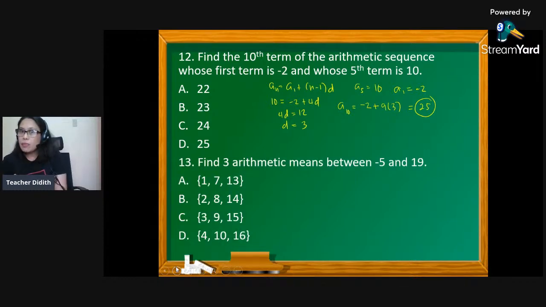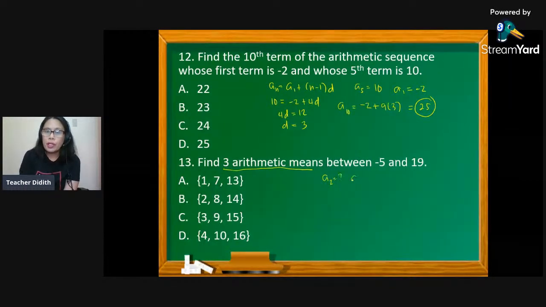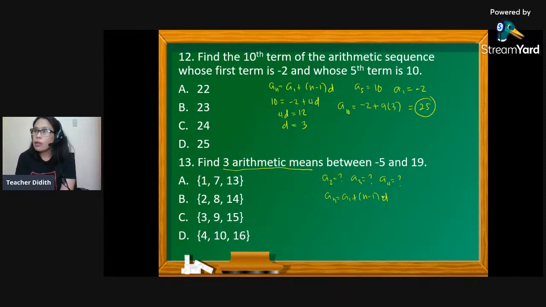Find three arithmetic means between negative 5 and 19. So, if we are asked to solve for three arithmetic means, we are actually asked to solve for a sub 2, a sub 3, and a sub 4. And substituting the given in the formula here, a sub n again, a sub 1 plus quantity n minus 1 times d. Okay. So this is a sub 5 and this is our a sub 1. So we have 19 equals negative 5 plus, so our n is 5.